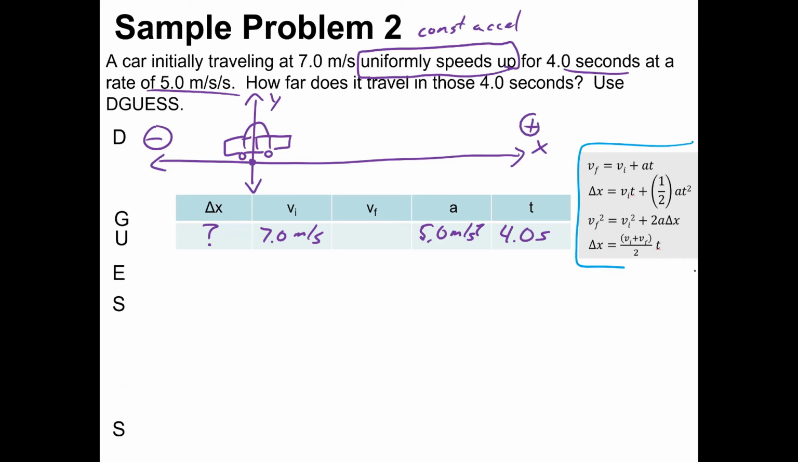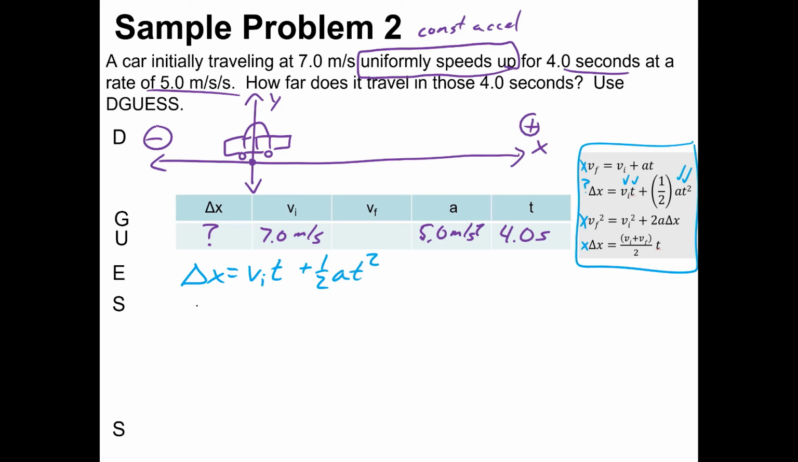I don't know final velocity, so I want to rule out any equations that have final velocity in them. So no, and no, and no. So by process of elimination, that second equation looks promising, but let's just make sure. I know the time, check. I know the acceleration, check. I know the initial velocity, I know the time, and I'm looking for the displacement. So the equation I'm going to use is that the displacement is equal to the initial velocity times the time plus 1/2 times the acceleration times time squared.